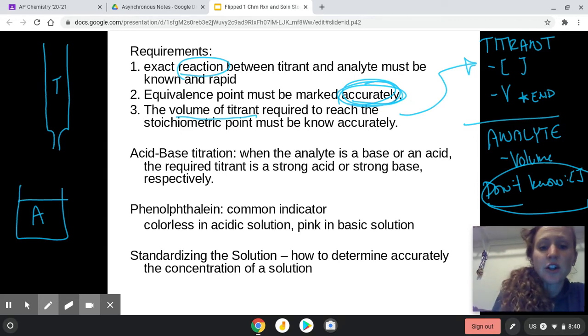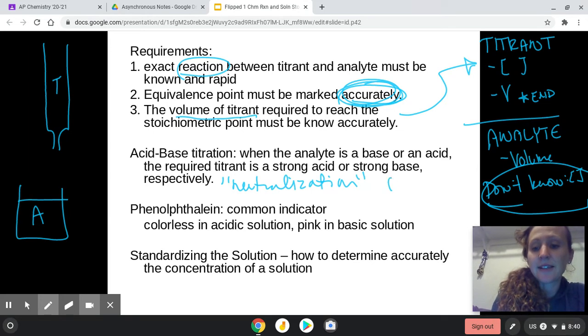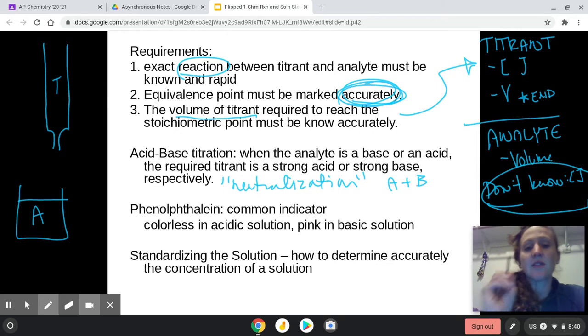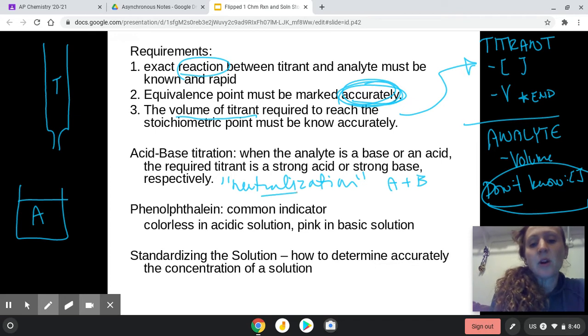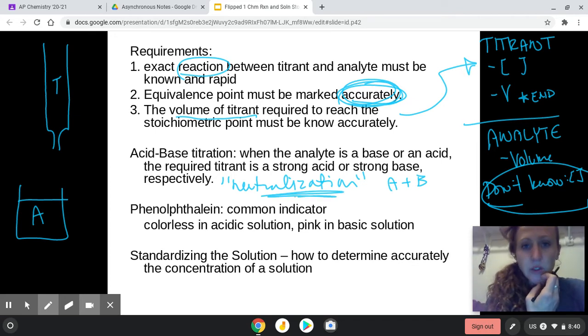Okay, now not all titrations are acid-base. We use the term neutralization anytime you're adding an acid to a base. If you have an acid plus a base reacting together, it's usually a double replacement reaction. So we might call it that, but more commonly we'll call it a neutralization reaction.